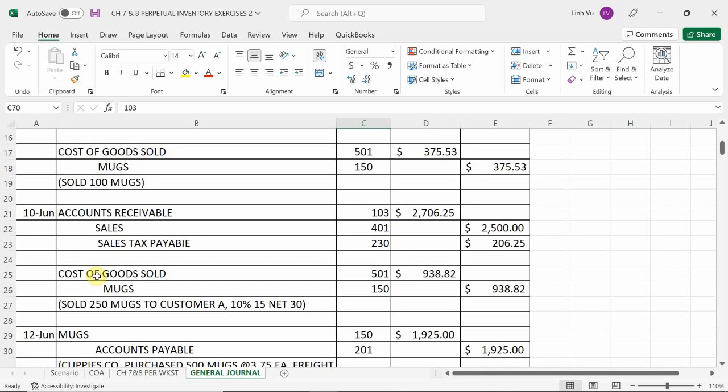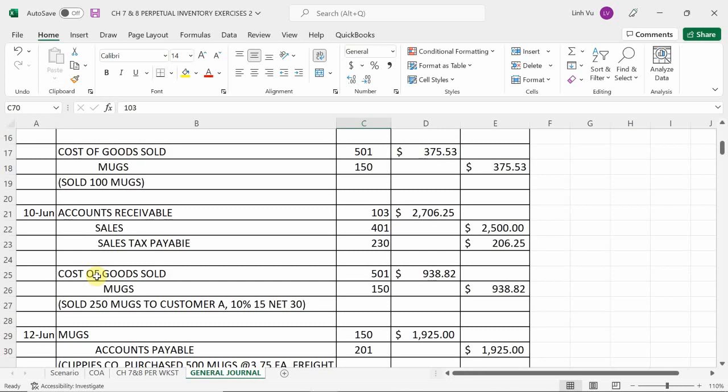You cannot discount sales tax, because that's a government responsibility. So I can only discount the sales, which in this case I charged a total of $2,500. That means I can only discount 10% of the $2,500.